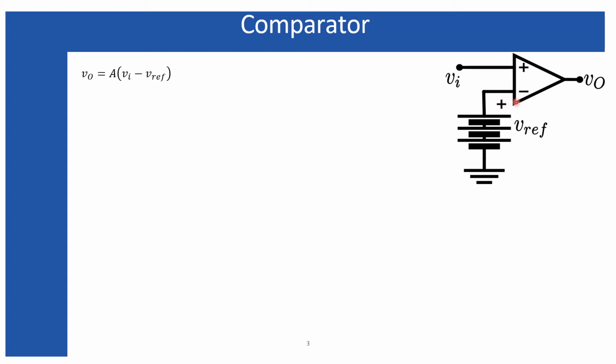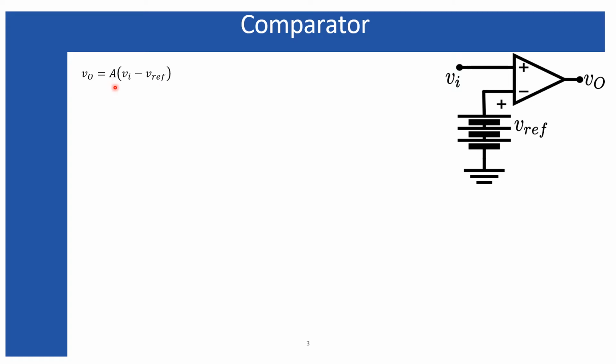Now, for a comparator, we know the operational amplifier operates in open loop configuration, and for an open loop operational amplifier, we know the output voltage is proportional to the difference of the voltages applied to its two input terminals. So the total output voltage will be the difference of the input voltages multiplied with the open loop gain A. This we know.